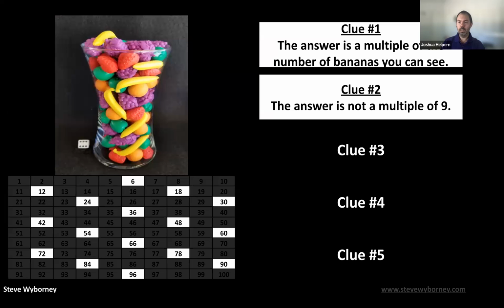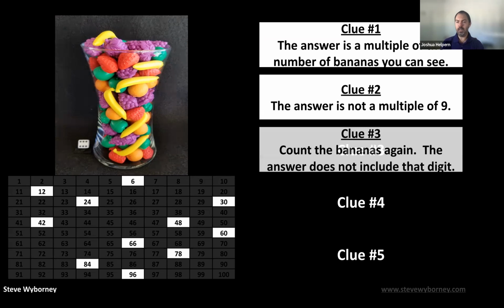So clue number 2, the answer is not a multiple of 9. Okay, so we already did multiples of 6, but now I have to think of multiples of 9. And so I'm going to eliminate my multiples of 9. Those are gone. This is what's left. I go to clue number 3, and I'm going quicker than I would do this with my students just to show you guys, but I would spend time on this and let them do the math to eliminate these things to get closer to their estimate. Count the bananas again. The answer does not include this number, so we got to eliminate anything that's got a 6 in it. Those are gone.